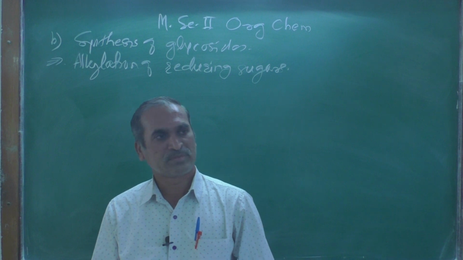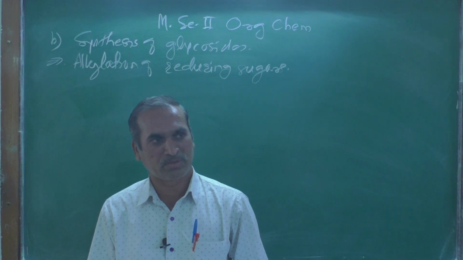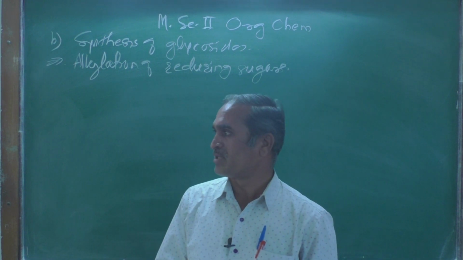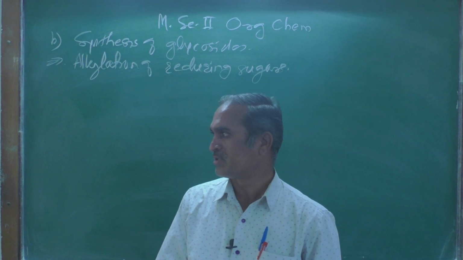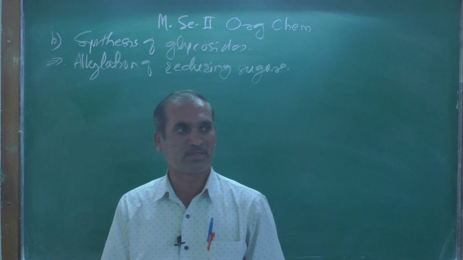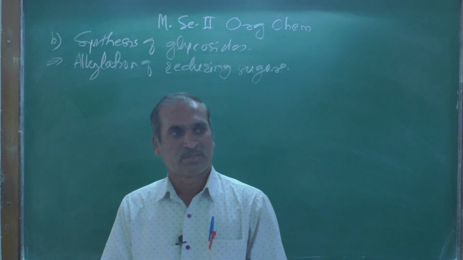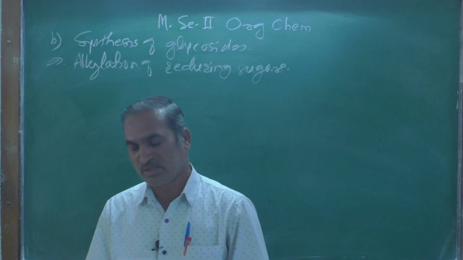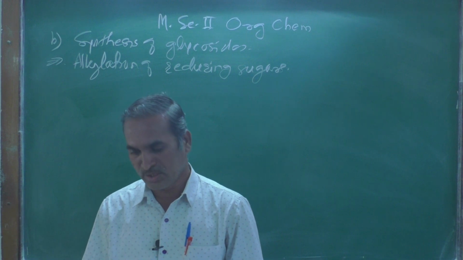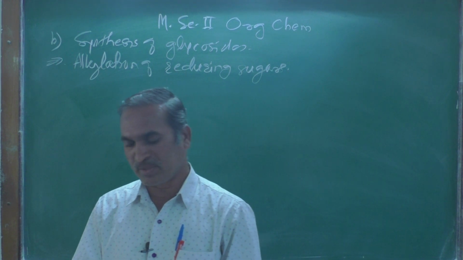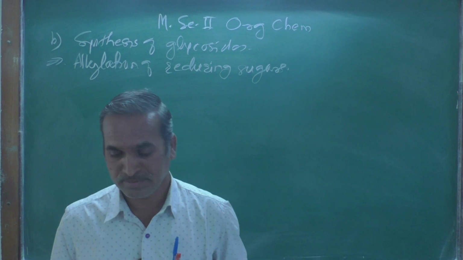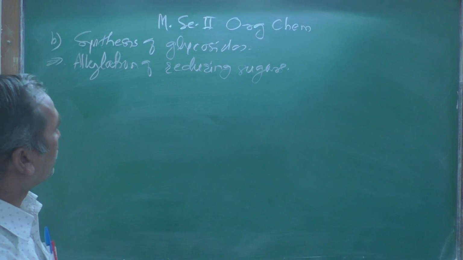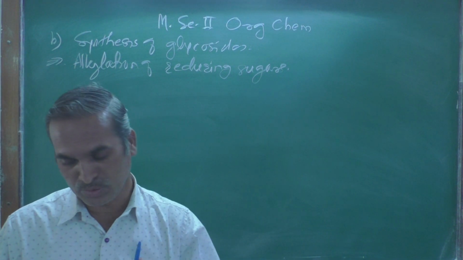Similarly, if you see the polyhydroxy compounds, there are no hemiacetal groups present, and therefore starch, cellulose or glycogen do not show reducing properties. So that type of thing we have seen.